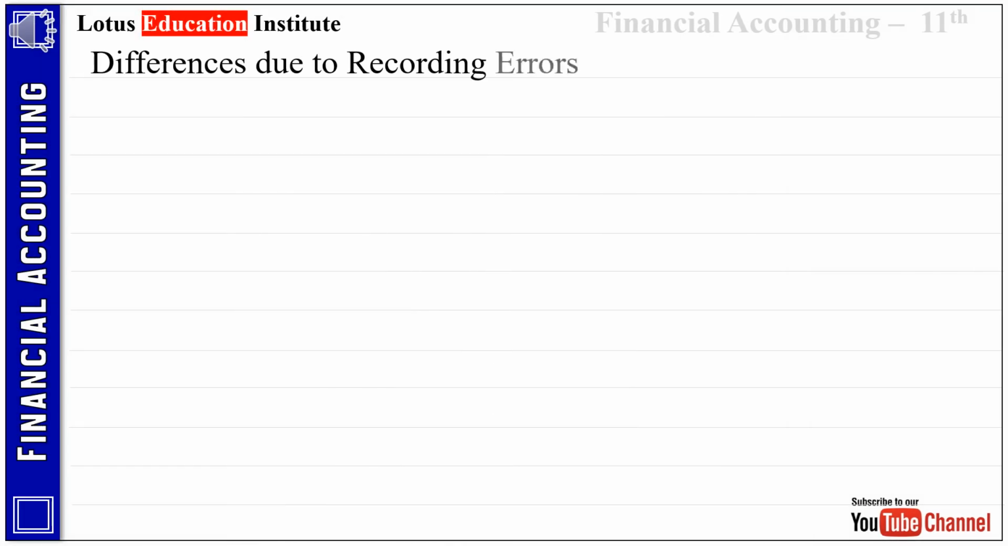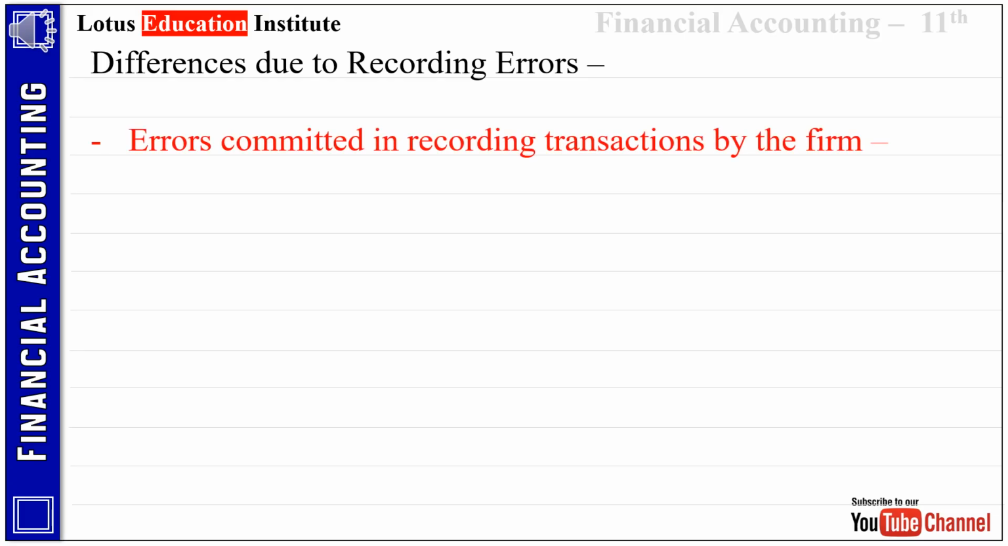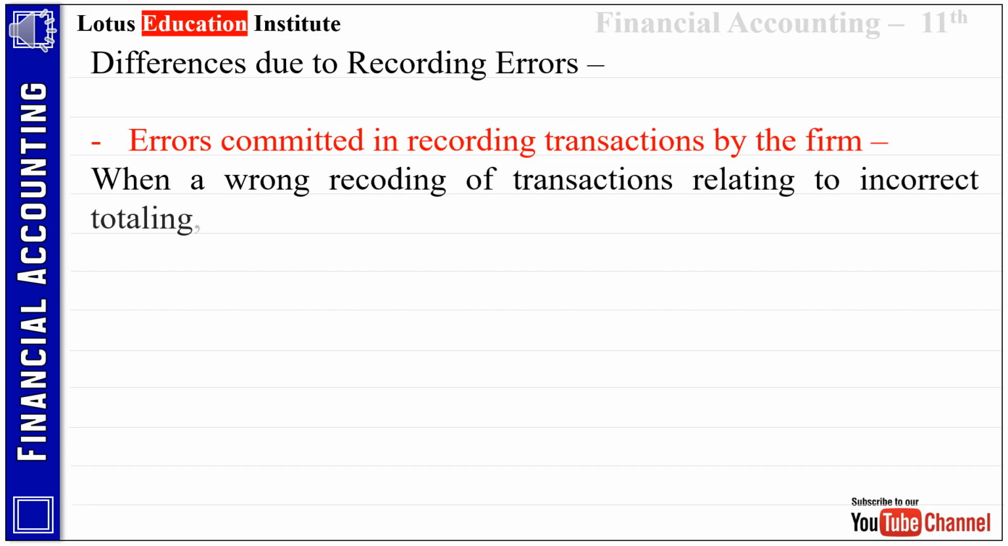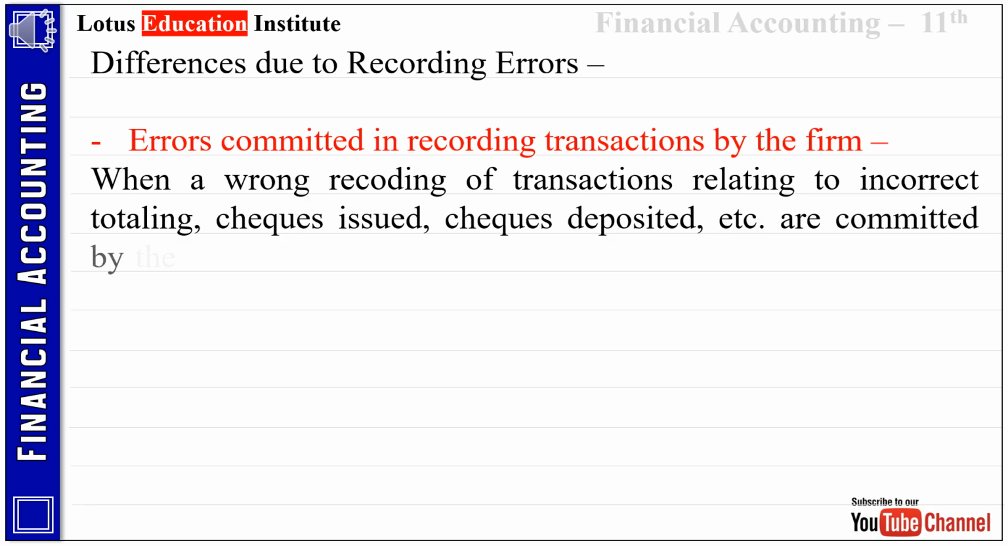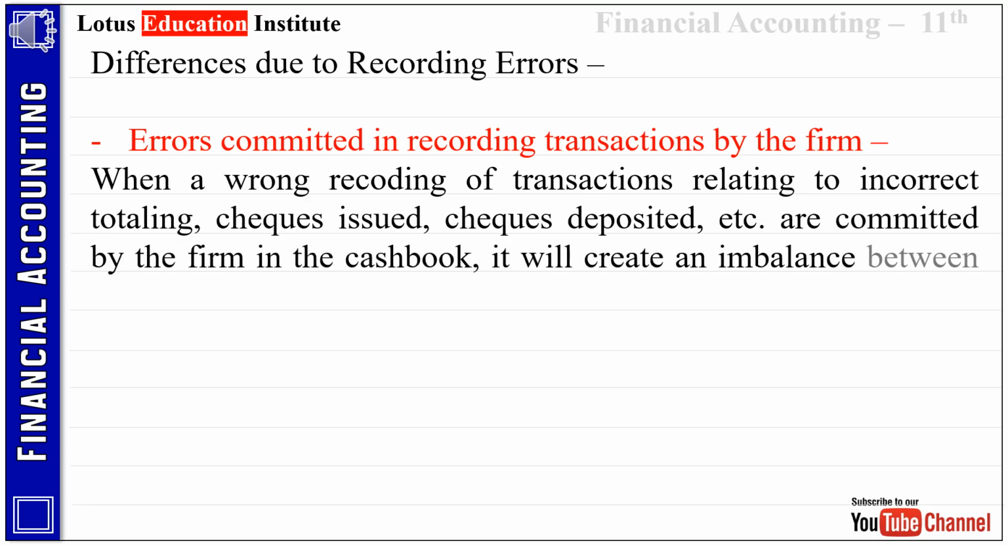Differences due to recording errors. Errors committed in recording transactions by the firm. When a wrong recording of transactions relating to incorrect totaling, checks issued, checks deposited, etc. are committed by the firm in the cash book, it will create an imbalance between the bank passbook and the firm's cash book.